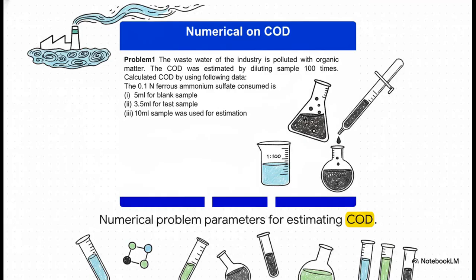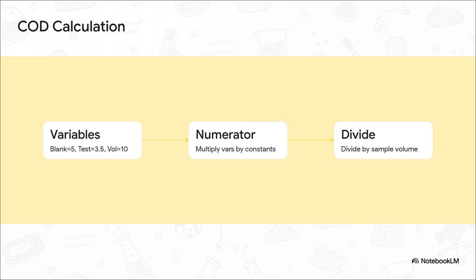Okay, so the crucial point is extracting the right data. Here are the parameters given for some industrial wastewater. Let's see. The sample was diluted 100 times. We used a 0.1 normal ferrous ammonium sulfate solution. The volume consumed was 5 milliliters for our blank sample and 3.5 milliliters for our test sample. And finally, a 10 milliliter sample volume was used for the overall estimation. Great. We have literally everything we need. So let's just execute the math step by step.